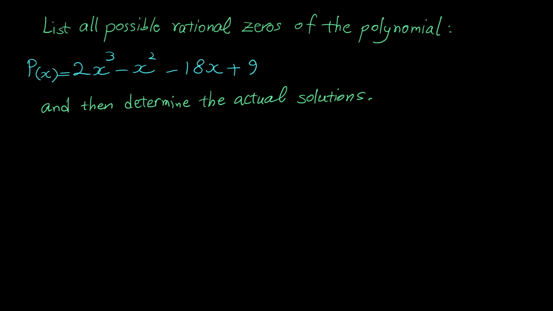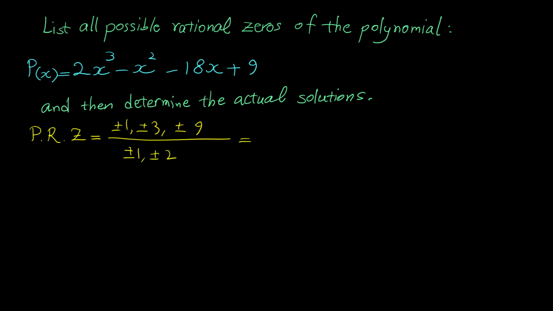List all possible rational zeros based on the rational zero theorem, and then determine the actual solutions. Here we are going to see what the possible rational zeros are, and I will show you how to factor this polynomial fully. Let's start. The leading coefficient is 2, the constant term is 9, so possible rational zeros are plus minus 1, plus minus 3, plus minus 9. These are the factors of 9. The leading coefficient is 2, so plus minus 1, plus minus 2.